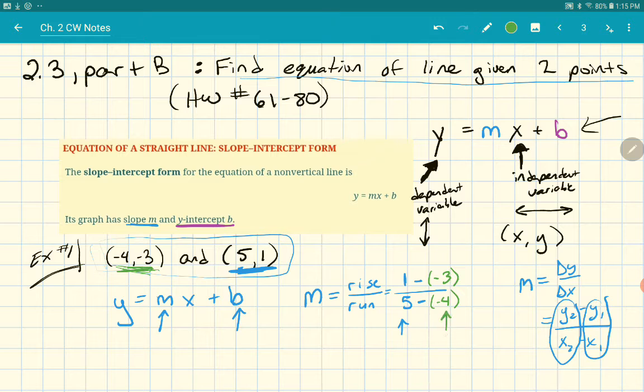So double check, this is one ordered pair. So check vertically that you kept your ordered pairs together. There's one ordered pair, and then the blue one is the other ordered pair.